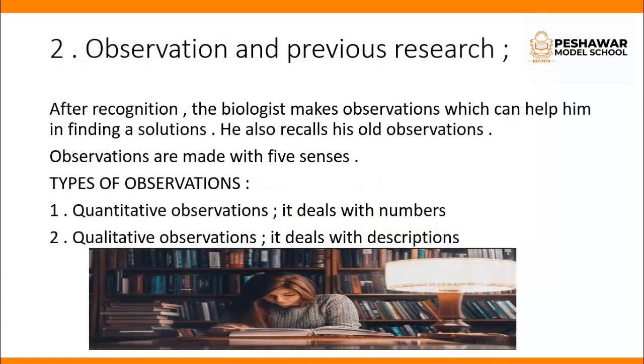Step number 2 is observation and previous research. After recognition, the biologist makes observations which can help him in finding a solution. He also recalls his old observations. Observations are made with 5 senses. There are 2 types of observations. Type number 1 is quantitative observations. It deals with numbers. Type number 2 of observations is called qualitative observation. It deals with descriptions.